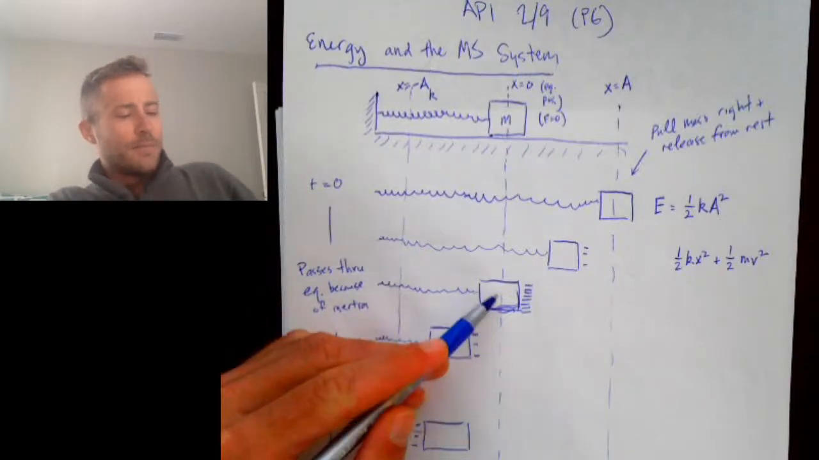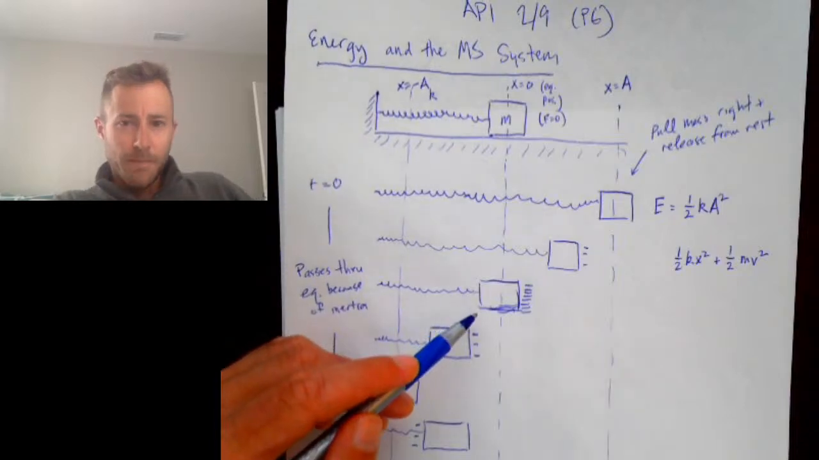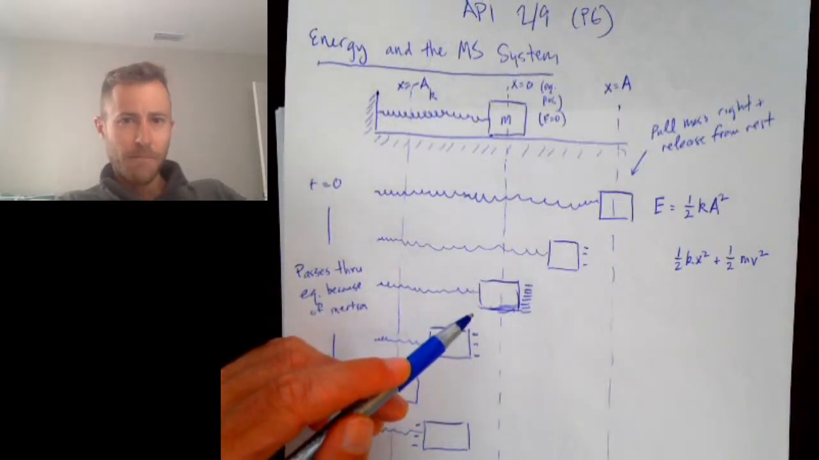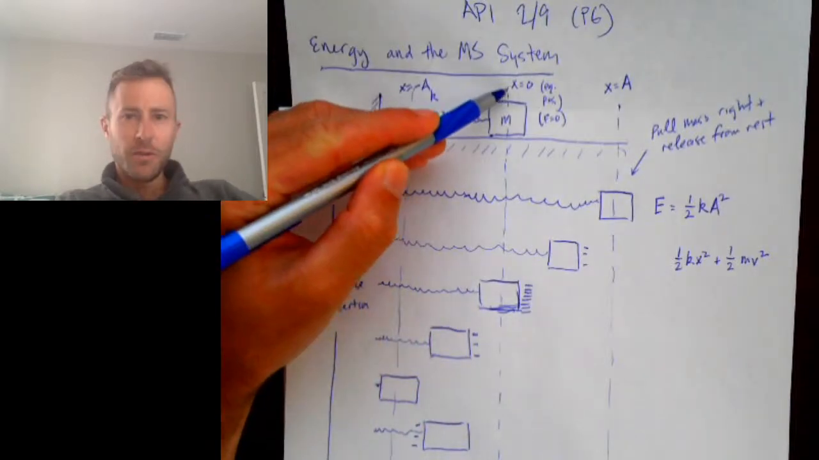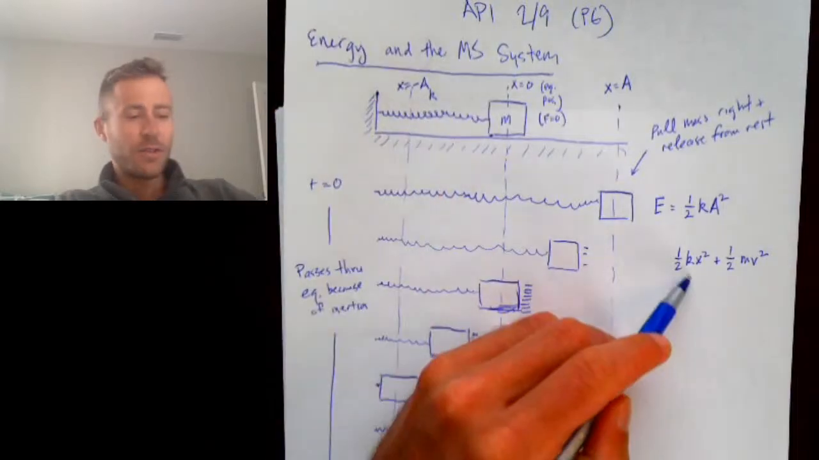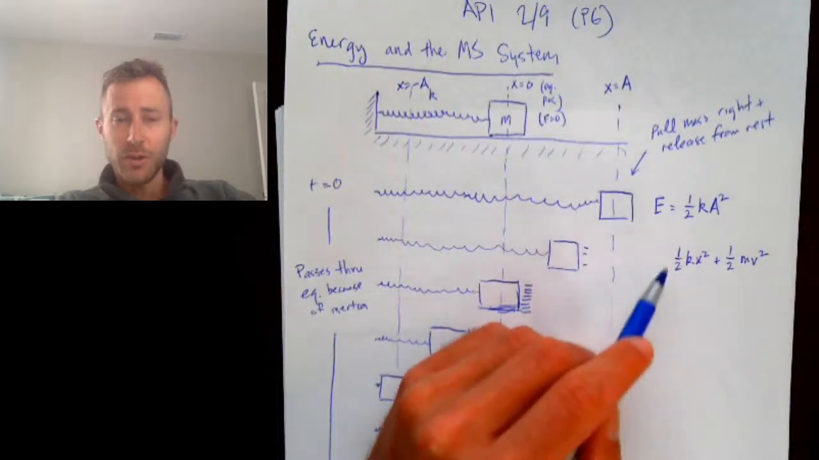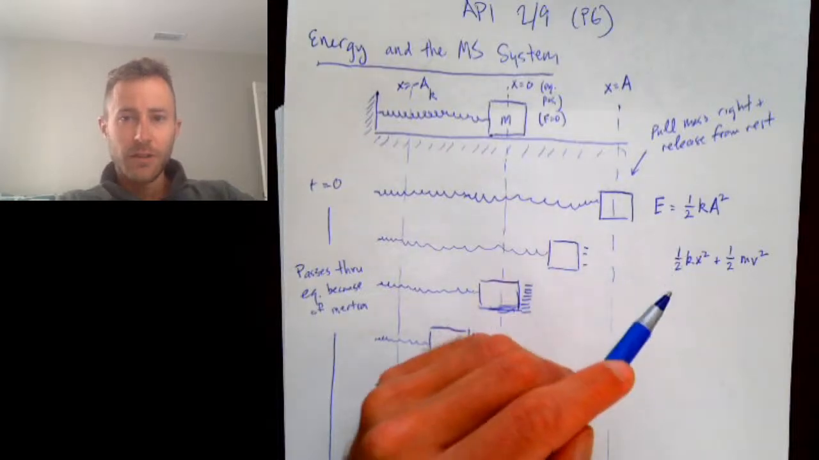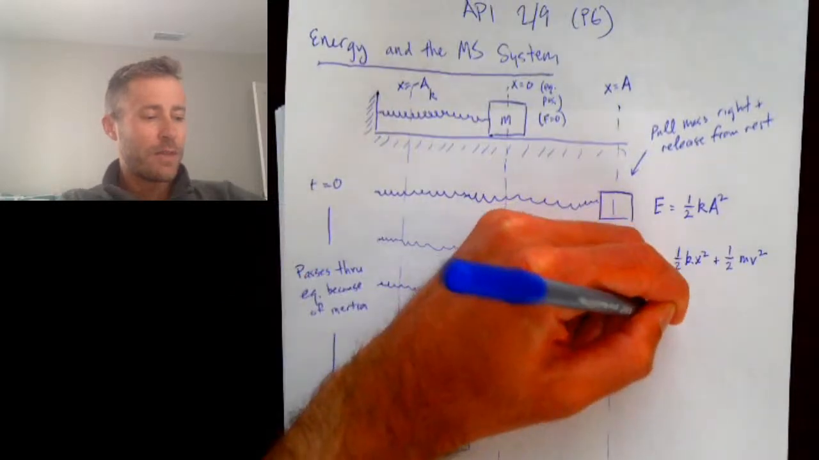Now here, the mass is passing through equilibrium. And because it's passing through equilibrium, it has x equals 0. The formula for elastic potential energy is 1/2 kx squared. So if x equals 0, we have no elastic potential energy, and therefore we have all kinetic energy.